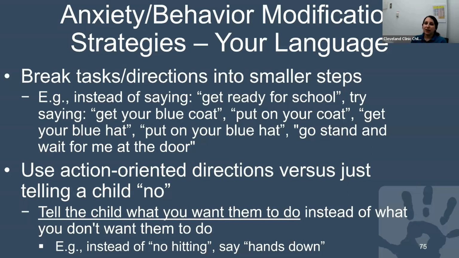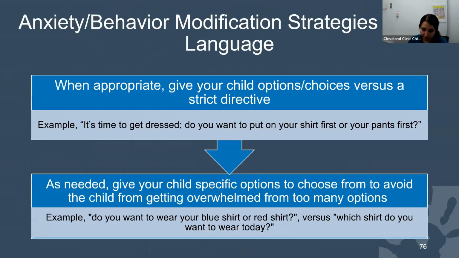So instead of saying no hitting or no running, that doesn't tell them what you want them to do. That just tells them what you don't want them to do. So, okay, fine, I won't run, but maybe I'm going to skip or frolic at high speed. Because they need to know what you want them to do. So instead of saying no hitting or no running, you could say hands down or hands in pockets or walking feet. So that way the kid knows what you're wanting and what you're expecting of them.